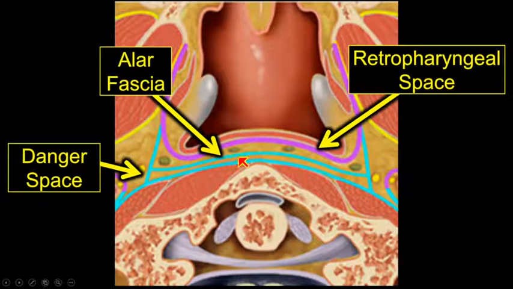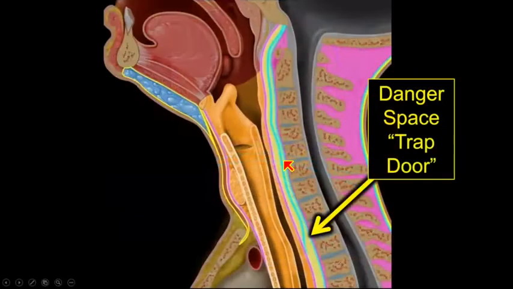The alar fascia goes in between those two and goes over to kind of touch or go near the carotid sheath or space, and that separates the retropharyngeal space from the danger space. And we remember that danger space, somewhere around T3, has a trap door where pathology, especially retropharyngeal abscess, may extend down into the mediastinum, or disease from the mediastinum may extend up.